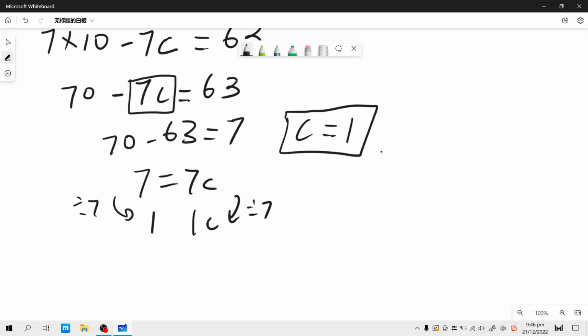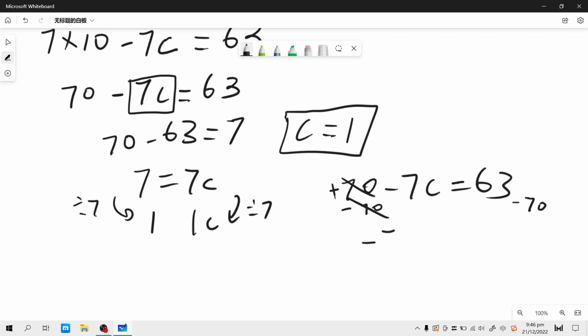I'll write this equation out again: minus 7c plus 70 equals 63. So you minus the 70 here, because it's a positive 70. Minus 70 here, you also need to minus 70 here. So plus 70 minus 70 is the same, so I'll just cancel this out. 63 minus 70 equals negative 7. Now, if you cancel this, it's negative 7c equals negative 7.